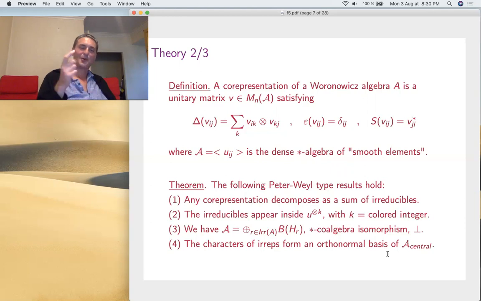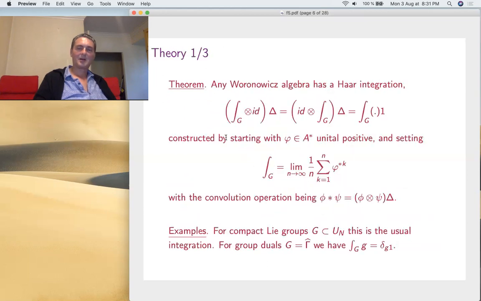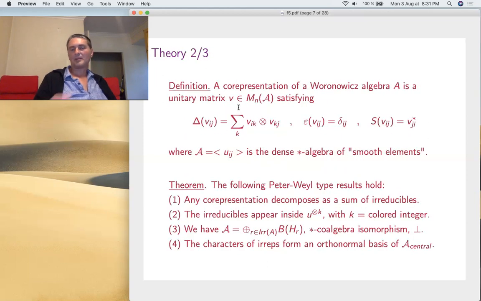You always put a "co" in order to differentiate between A and G. It is a unitary matrix satisfying exactly the same conditions as U. So remember, maybe let's go back to the axioms. You see these three things are exactly these three things here. But now for an arbitrary unitary matrix V. Example: of course U, from the axioms, and that's the fundamental representation.